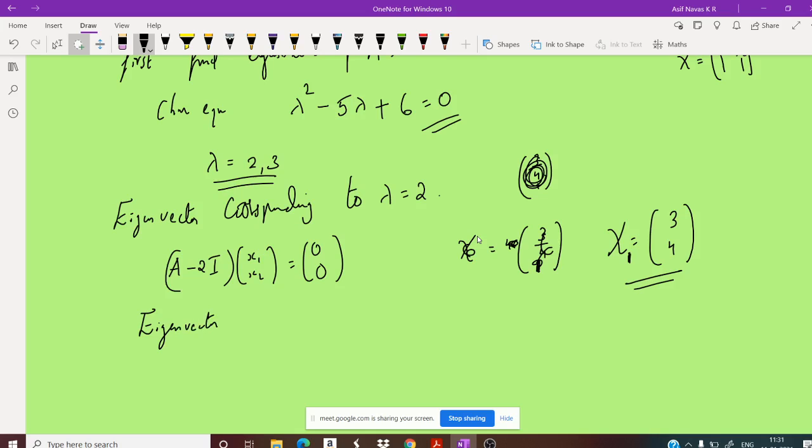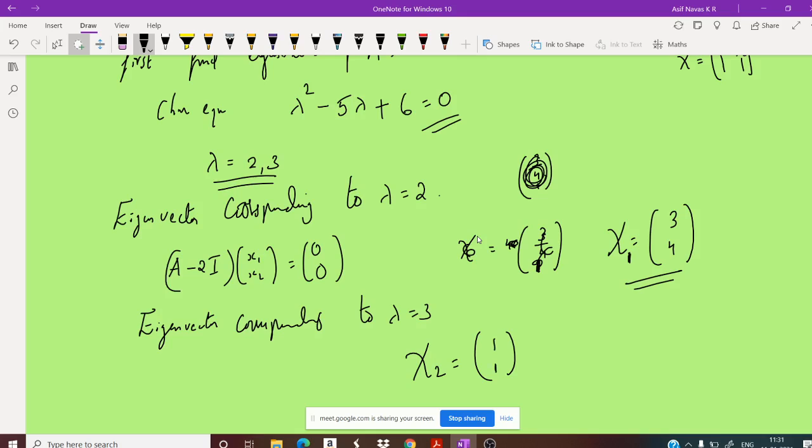Sorry, the eigenvector corresponding to lambda equal to 3. Anybody got the eigenvector corresponding to lambda equal to 3? It's very simple. X is equal to 1, Y is equal to 1. So that means x2 is 1, 1.